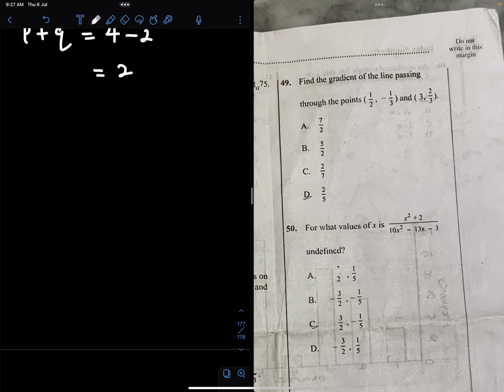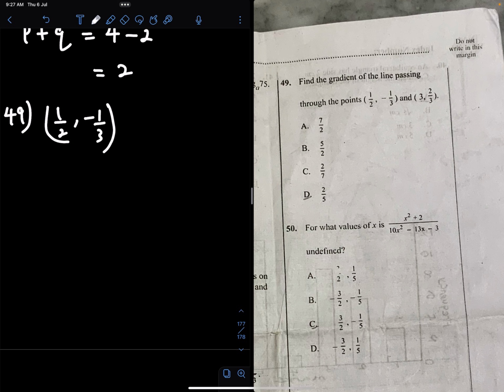We can see how simple the questions are. They are very, very cheap. Find the gradient of the line passing through the points. The first point has coordinates 1 over 2, minus 1 over 3. You just have to be careful.